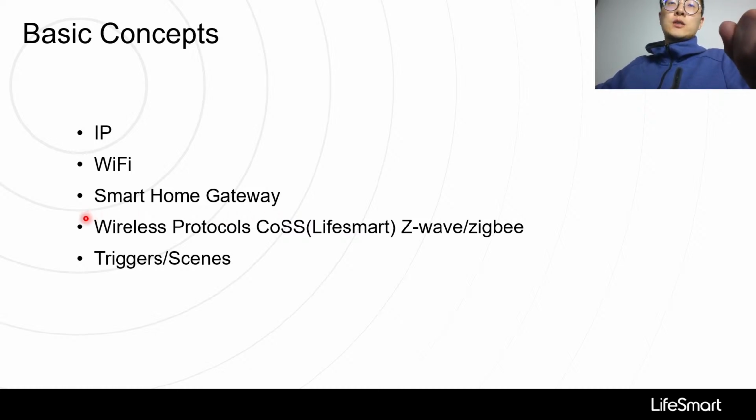And the fourth is the wireless protocols. CoRS is from LifeSmart, and also Zigbee. I think Nikita mentioned why we don't use the Zigbee protocol in our sensors, which I will talk about later in the protocol and gateway session. And also the basic concepts of trigger and thing. What is a trigger and what is a thing?